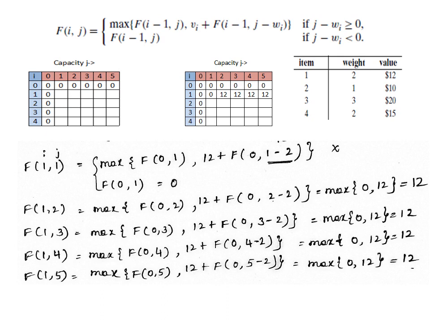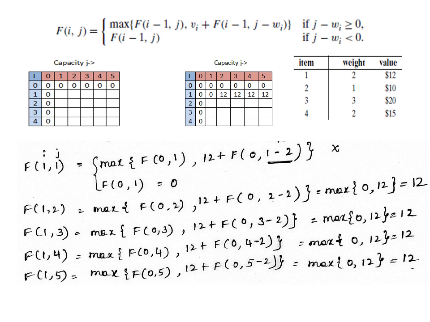Similarly, f of 1, 3 is the maximum of f of 0, 3, and 12 plus f of 0, j value, which is 3 now. 3 minus the weight of the first item, that is 2, 3 minus 2 is equal to 1. f of 0, 1 is also 0. So 12 plus 0 is 12. Maximum of 0 and 12 is equal to 12. Then f of 1, 4, maximum of f of 0, 4 and 12 plus f of 0, 4 minus 2, which is equal to the maximum of 0 and 12 plus 0, that is 12.